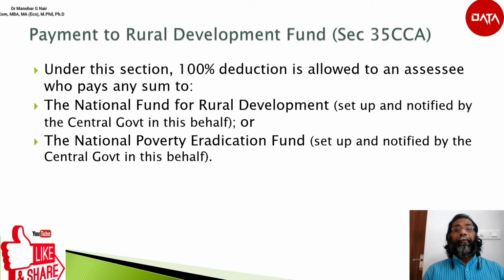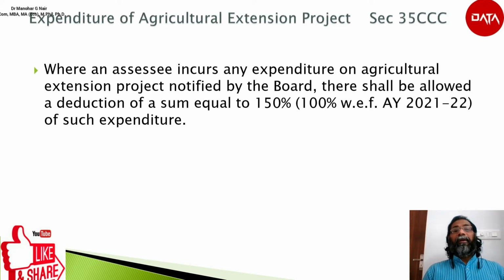The second one is expenditure on Agricultural Extension Project, section 35CCC, where an assessee incurs any expenditure on agricultural extension project notified by the board, there shall be allowed a deduction of a sum equal to 150% of such expenditure, but with effect from assessment year 2021-22, the deduction eligibility will be 100%.